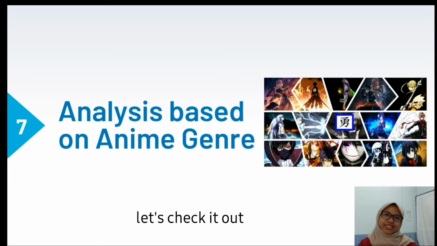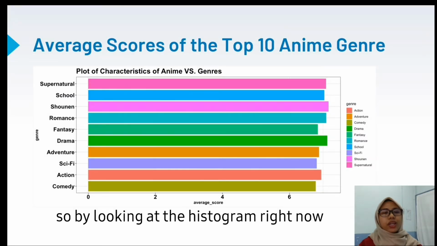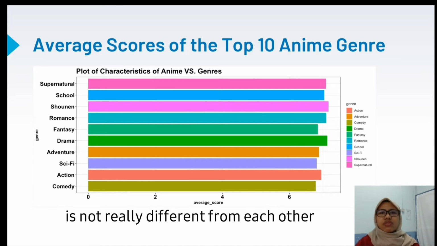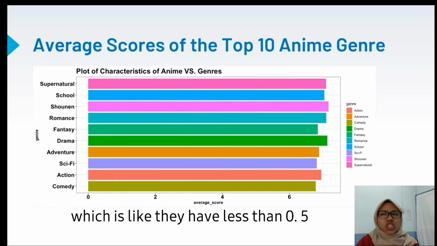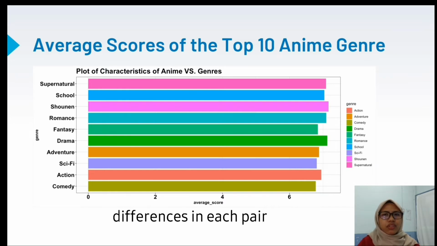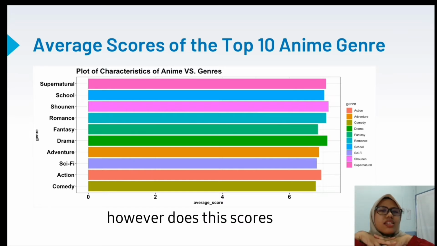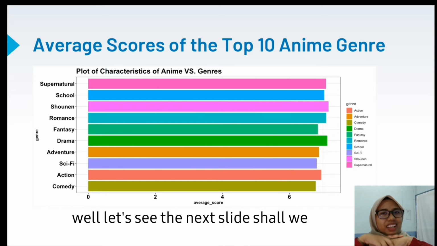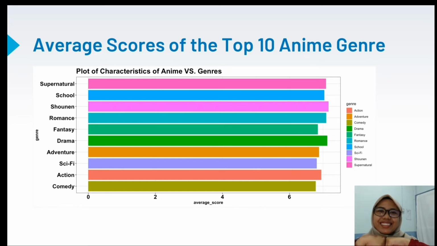Let's check it out. By looking at the histogram right now, the average scores of the top 10 anime genres are not really different from each other, with less than 0.5 difference in each pair. However, do the scores match with the average number of audience? Well, let's see the next slide, shall we?